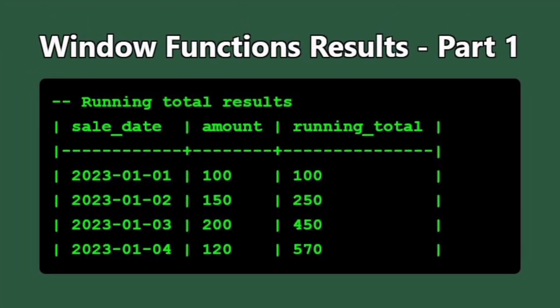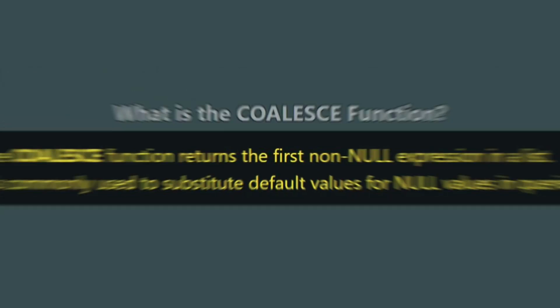In the result, see the running total column accumulates the amounts as we progress through the dates. On January 1st, the total is just 100. By January 2nd, it has grown to 250, and so on. This type of analysis is perfect for tracking cumulative metrics over time.